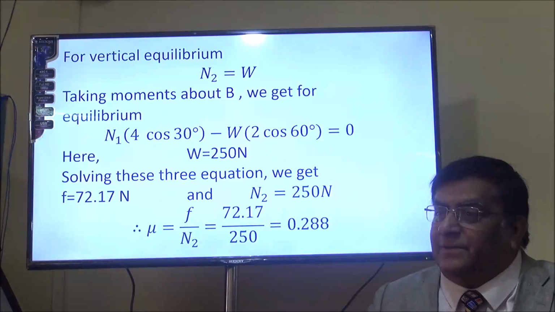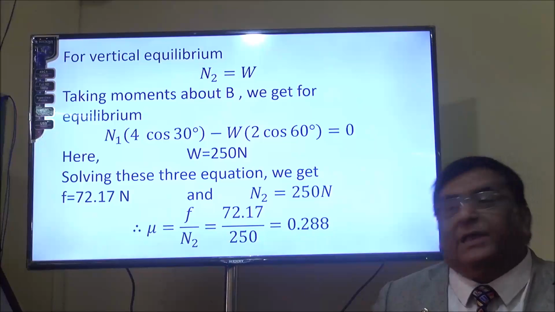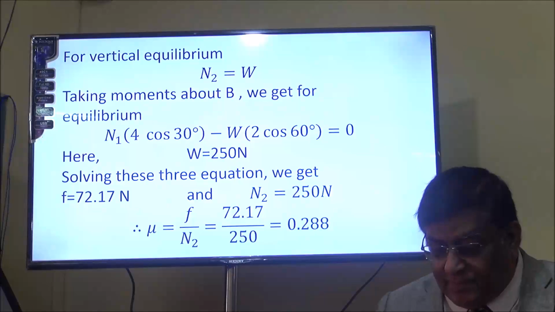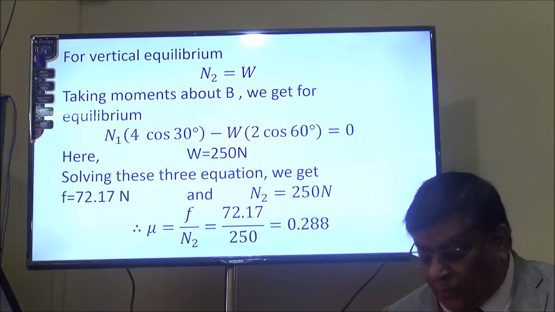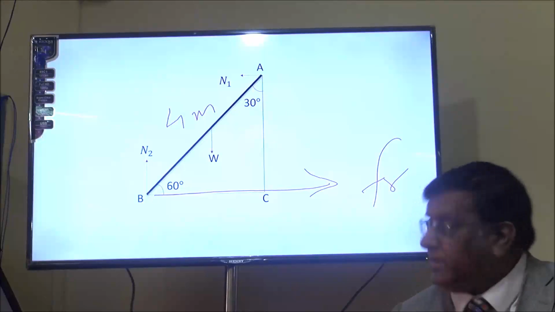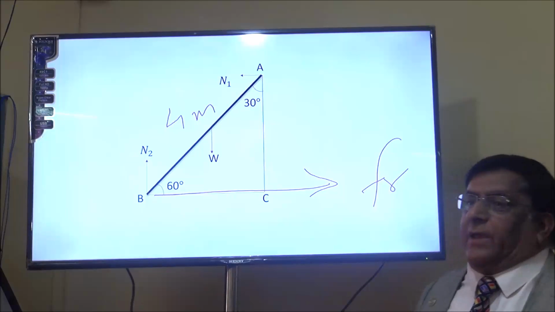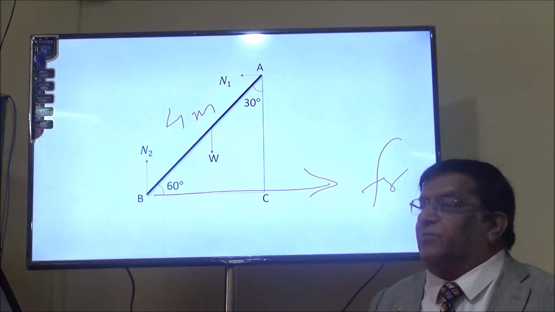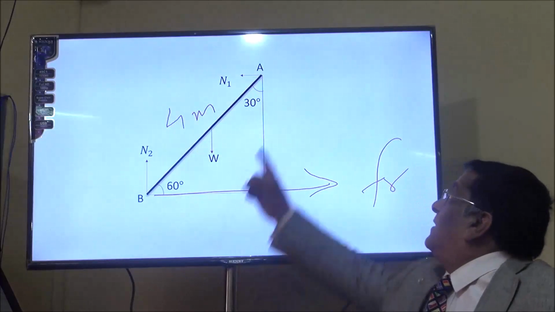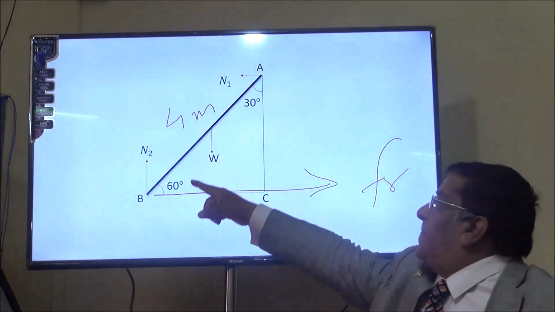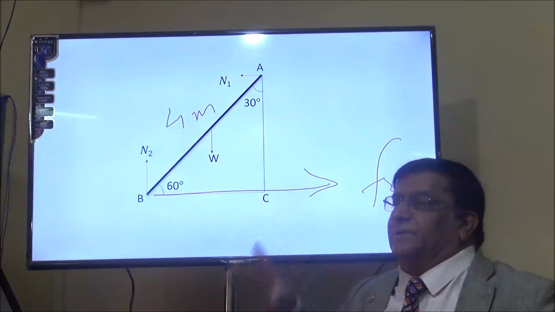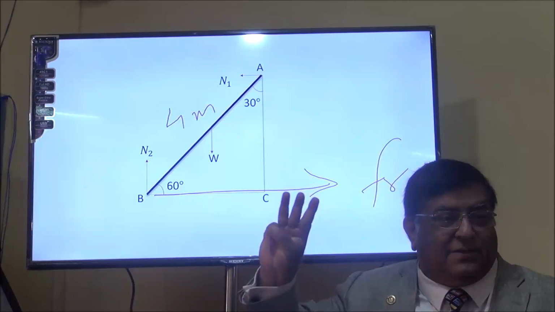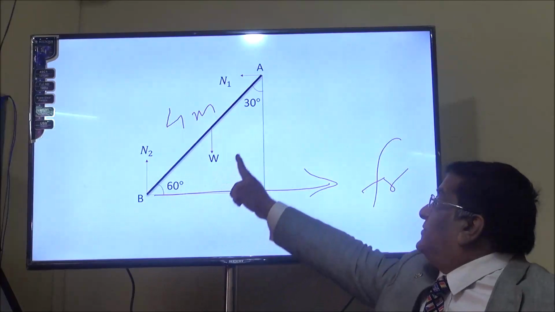There is no rotation. We can take moment about any point and make it equal to 0. Which point should we choose? Yes, here we choose the point B. Okay, which are the forces working here? Actual forces which are working here. N1 is one force, N2 is the other, and W is the third. So we will have to calculate the moment of three forces, right? Moment of three forces because three forces are acting here.